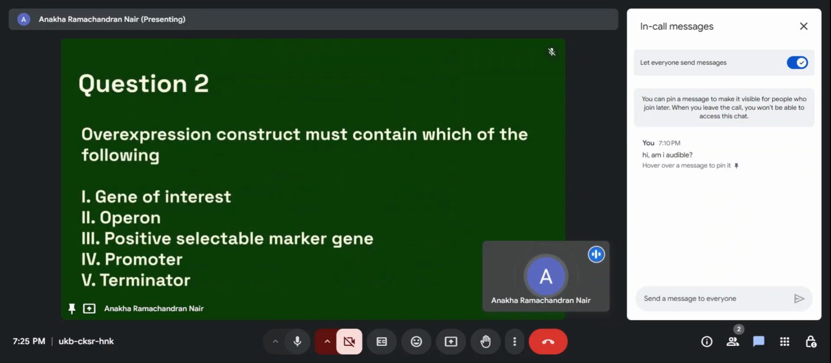The question is, overexpression construct must contain which of the following? There are five options given to you, and there can be multiple correct answers in this. Option one is gene of interest, option two is operon, option three is positive selectable marker, option four is promoter, and option five is terminator. So the question is, overexpression construct must contain which of the following. Keep in mind that it means which is absolutely necessary in an overexpression construct, right?